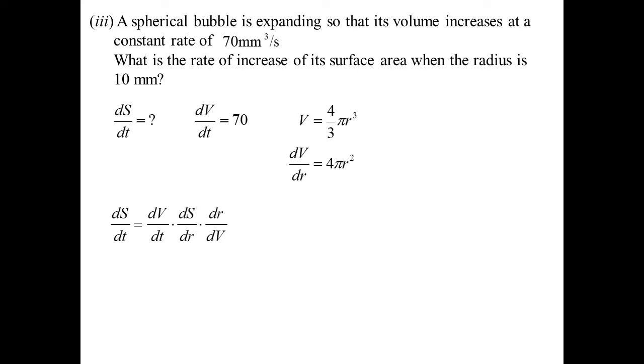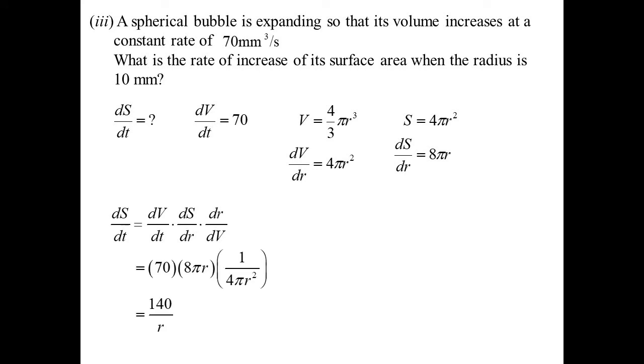Okay, volume. So dV/dr is 4 pi r squared, which is the one that always fascinates me, because of course that is surface area. Differentiate volume, you get surface area. And there's surface area, and dS/dr becomes 8 pi r. So sub all that information in, and there it is, inversely proportional, 140 on r. So as r gets bigger, the surface area change gets smaller and smaller.